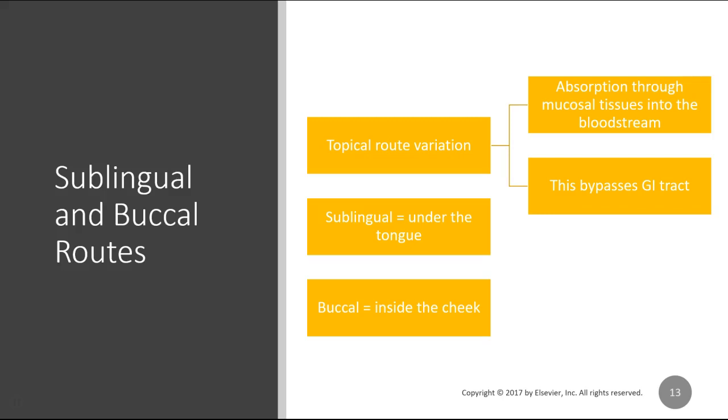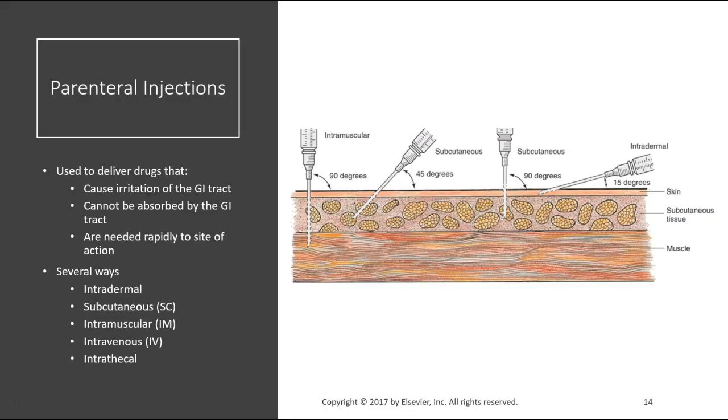So there's the typical route variation, absorbed through the mucous tissues into the bloodstream. It bypasses the GI system, so it's a lot faster acting. Sublingual is under the tongue and buccal is inside the cheek. All right, parenteral routes. These are used to deliver drugs that cause irritation to the GI system, cannot be absorbed by the GI tract, and need to be rapidly delivered.